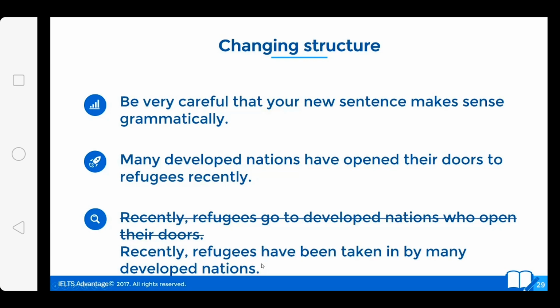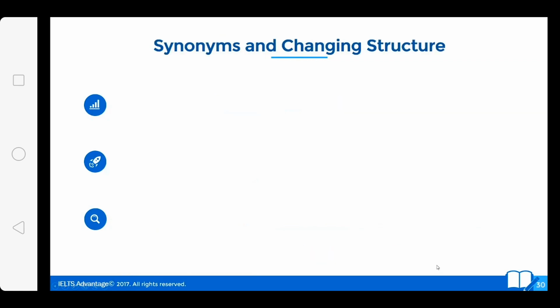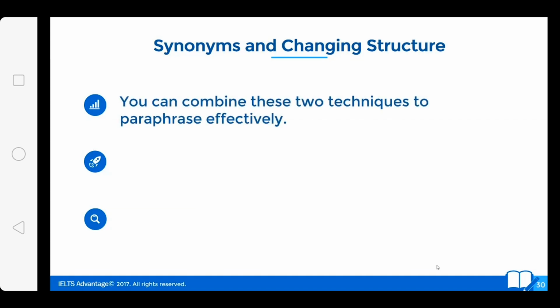So an effective way to paraphrase is to use synonyms and combine them with changing the structure slightly. You don't always have to use this, but it is an effective method. Again, there are 4 or 5 other ways that you can paraphrase. We don't have time to go into those right now, but let's look at how to do this. So you can combine these 2 techniques to paraphrase effectively.